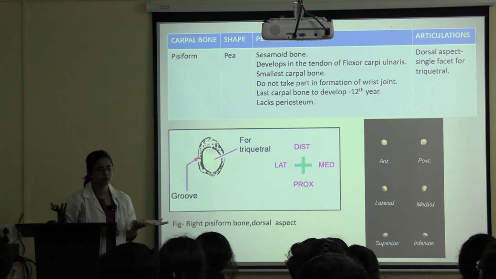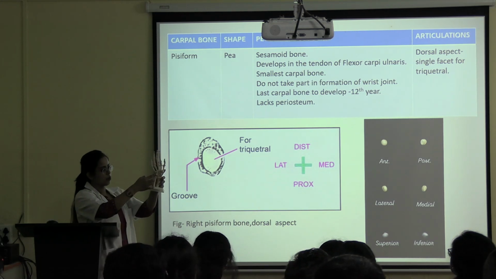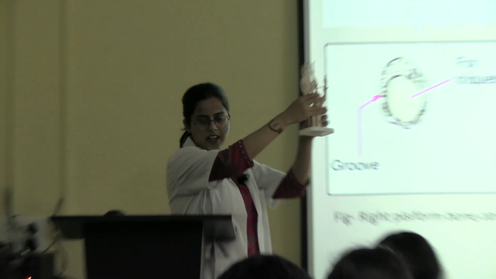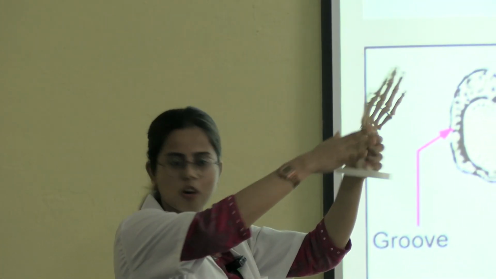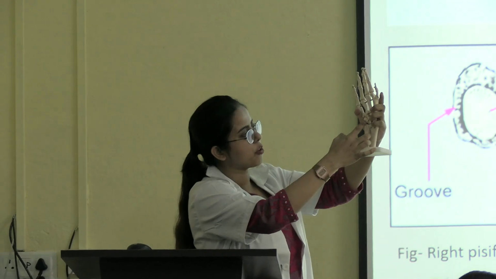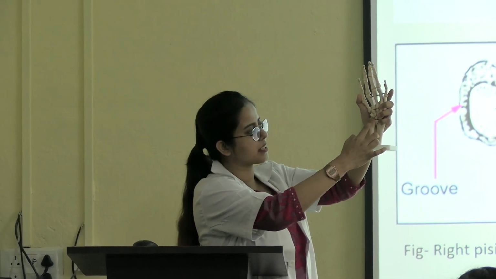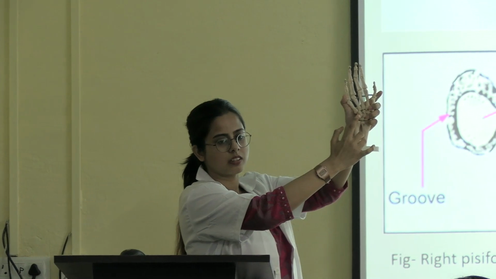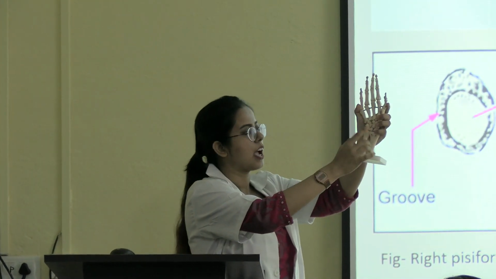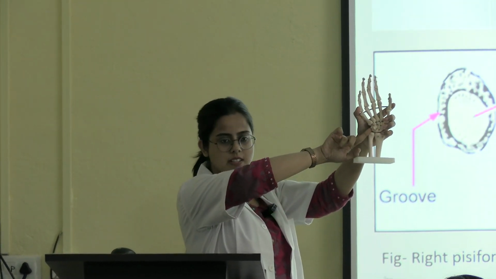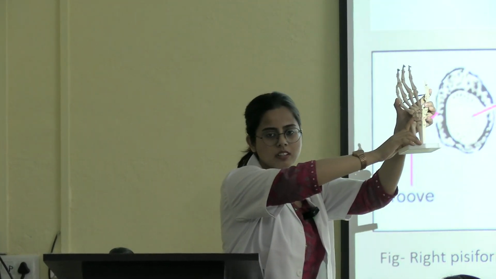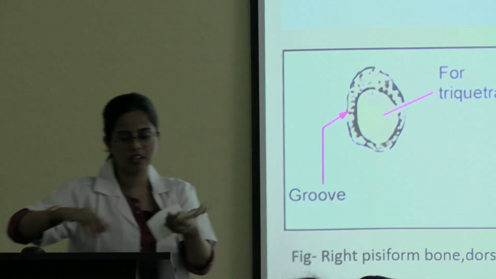The covering of bone. Now this triquetrum, this is the palmar surface and this is the dorsal surface. So this triquetrum on its palmar surface has a facet or an articular surface through which it is articulating with pisiform. And pisiform on its dorsal surface has an articular facet through which it is articulating with triquetrum. Clear?